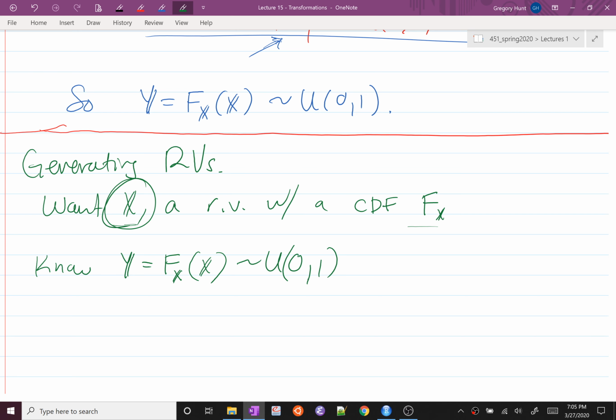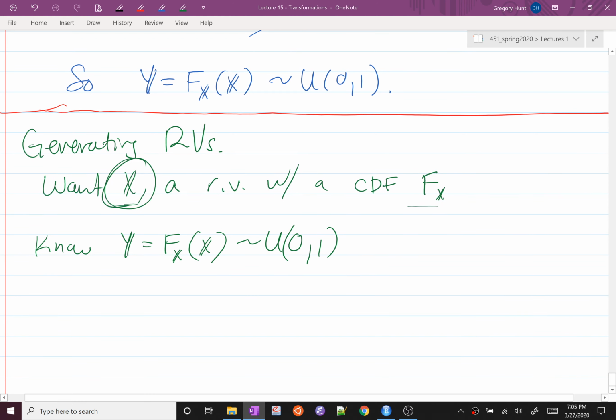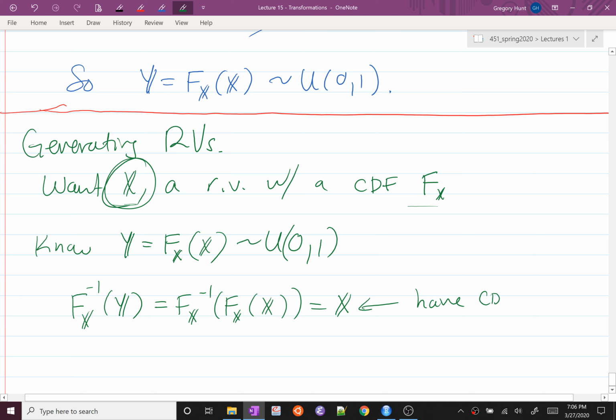And so if I look at F_X inverse of those uniforms, I would get F_X inverse of F_X of x, which is just x. And this thing would have the CDF I want. It would have the distribution I want.